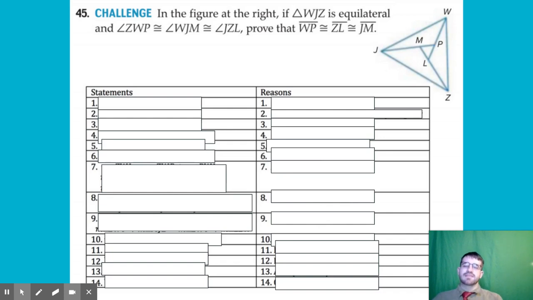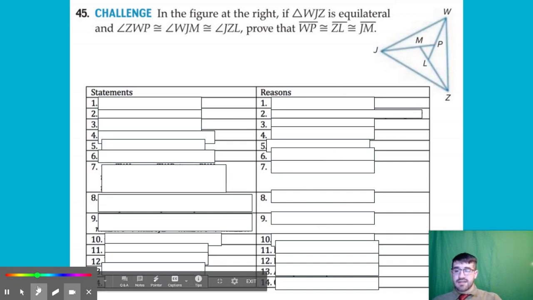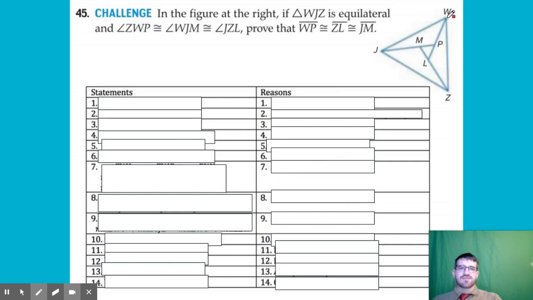What we're given with this last problem is, in the figure at the right, triangle WJZ is equilateral and angle ZWP is congruent to angle WJM is congruent to angle JZL. We want to prove that WP is congruent to ZL, which is congruent to JM. Now, I'm going to be making a lot of marks on this. I'm going to be erasing a lot, so I would suggest you draw your own because I only have so many markers here.